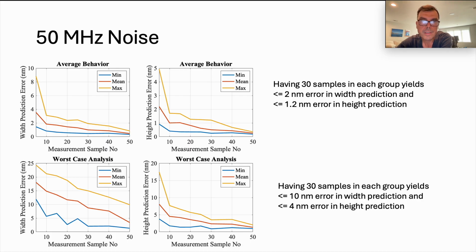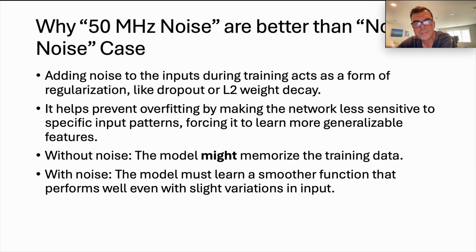So in this case, when we have 10 measurements or so, the width prediction has around 3 nanometer error. The height prediction has less than 2 nanometer error for the average case. And for the worst case, again, if we have 30 samples, 15 nanometer error for the width and 5 nanometer error for the height prediction.